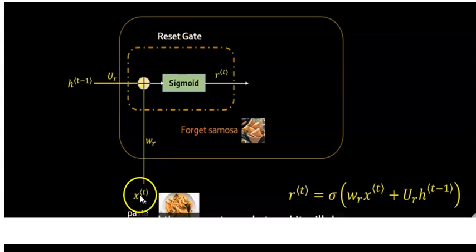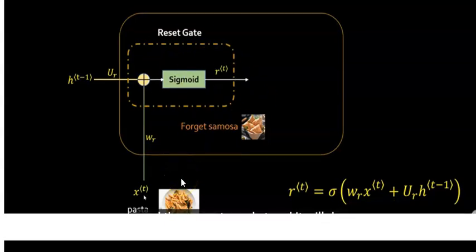Along with X of t, we are having a weight of WR, and along with H of t minus 1, we are having a weight of UR. Then we go for a weighted sum here with an activation function of sigmoid. And that sigmoid function's output is R of t. R of t is the reset gate output of the current time step.